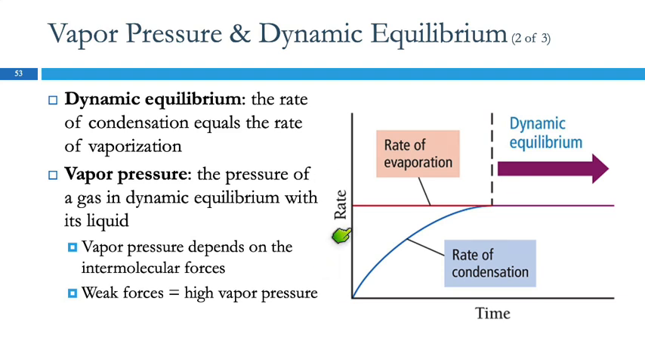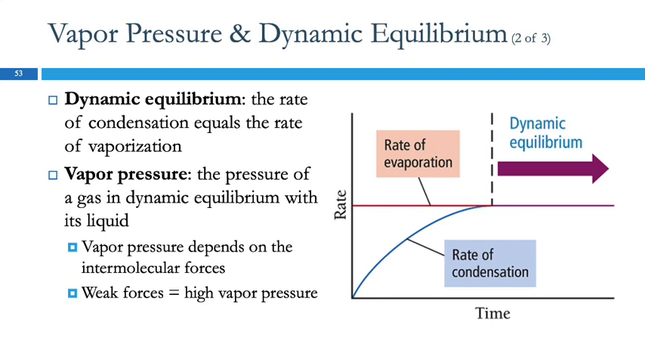So here's a graph showing the rate of these processes as a function of time. The rate of evaporation stays the same over time. The rate of condensation starts at 0 because initially there were no gas particles to condense. As evaporation occurs and we get more and more gas particles, the rate of condensation increases, and at some point those become equal and then they remain equal. At that point, the concentration of gas particles or the partial pressure of the gas particles will stay the same.